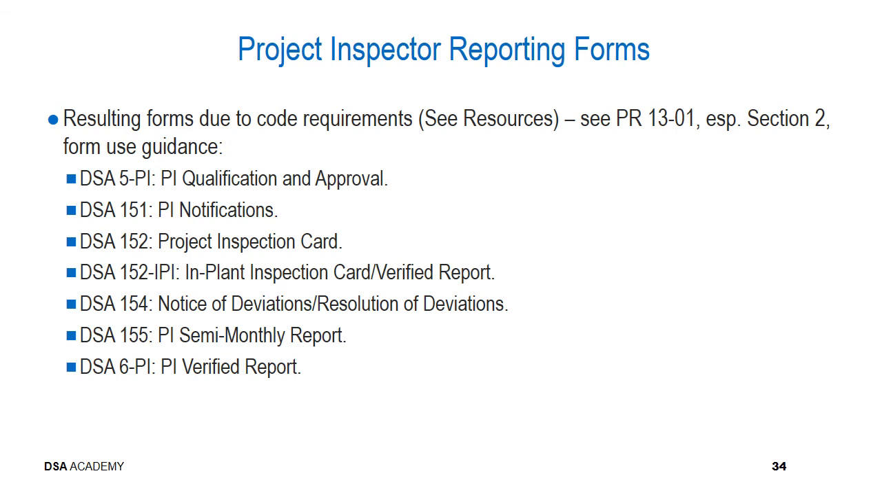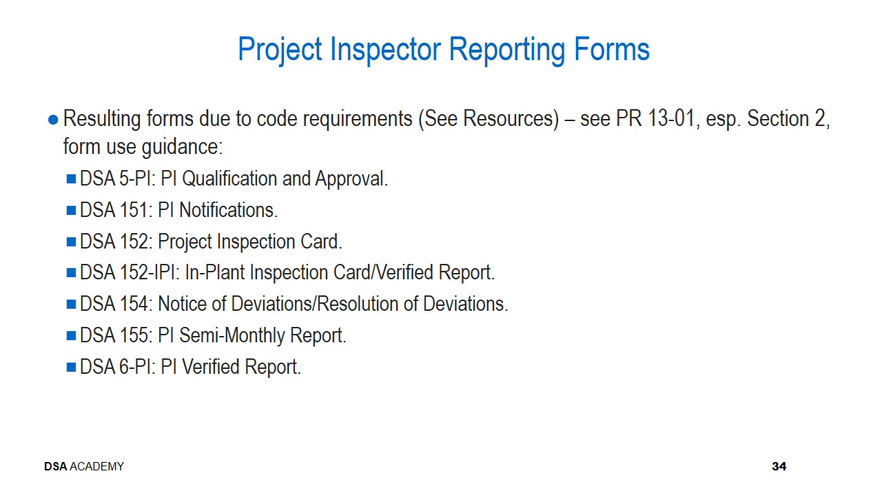You can see here with the DSA 5 PI, that's the PI qualification and approval. The DSA 151, that's the project inspector notifications, and we provided examples of the triggering situations earlier on in this presentation. The 152 inspection card, 152 IPI, this would be the inspection card that's applicable for in-plant inspection. It also serves as the verified report for the in-plant inspector and the design professional responsible for observing construction for in-plant work.